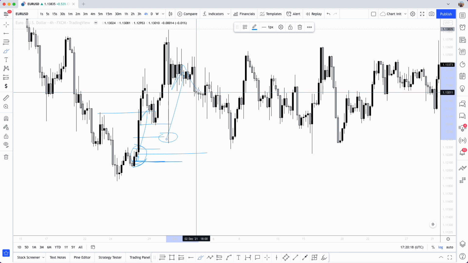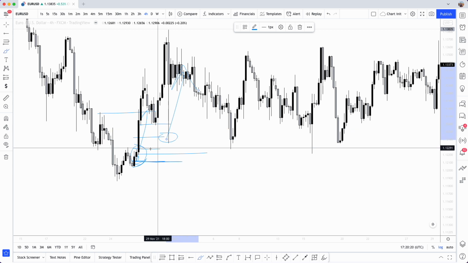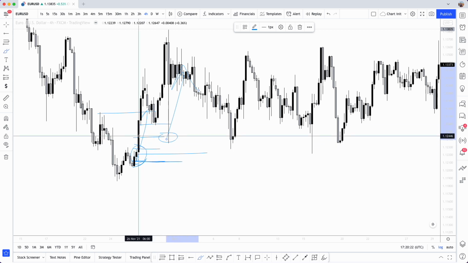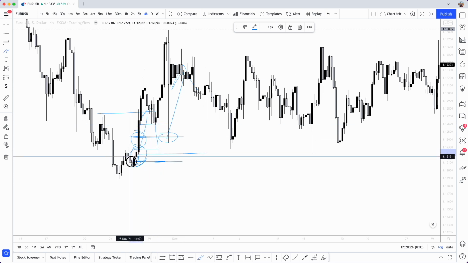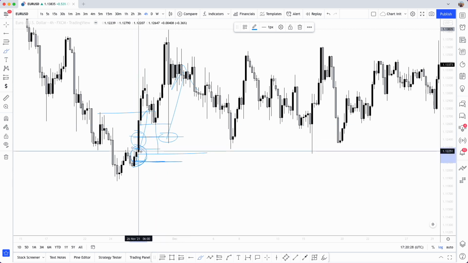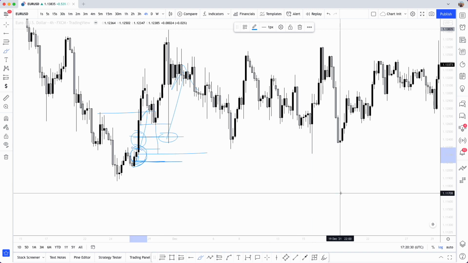We still need to stick to our rules, okay? So just bear that in mind. We still need to stick to the rules. We will not trade off imbalances, okay? We still need the mitigation of the OBs itself for us to actually start to enter. And when we start learning about entries in phase 3, you'll make sense of how to improve your odds and how to increase your probabilities.